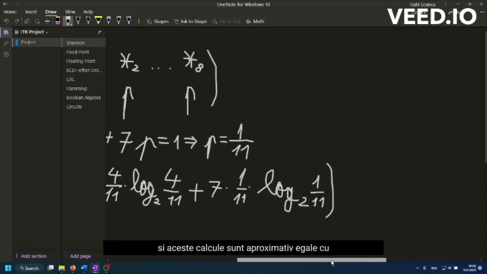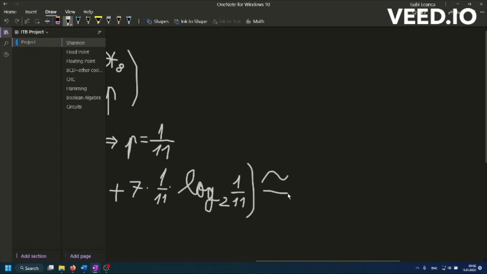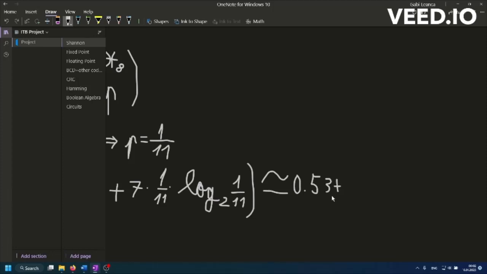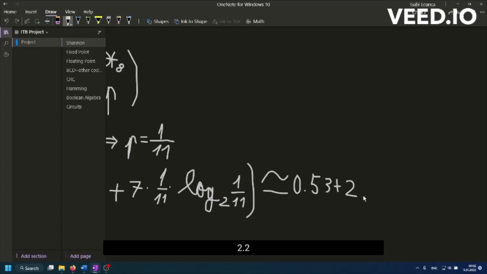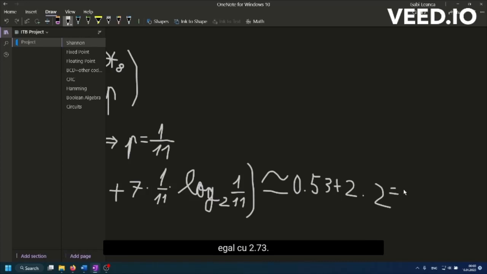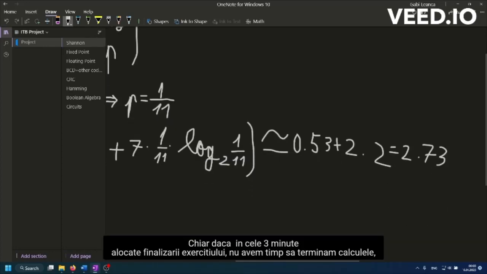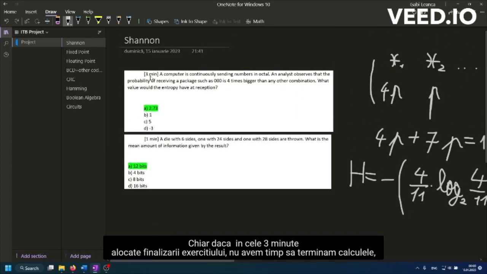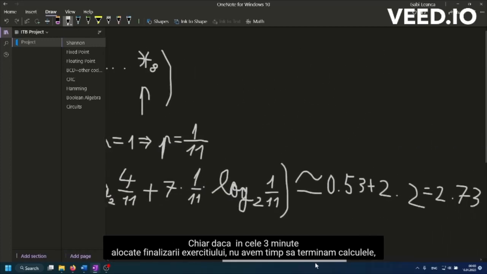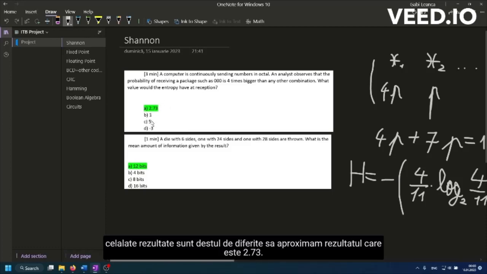And these calculations roughly equal 0.53 plus 2.2, which equal 2.73. Even if we don't have time, in the 3 minutes allocated to finishing the exercise, to finish the calculations, the other results are different enough to be able to approximate the correct answer, and that is 2.73.